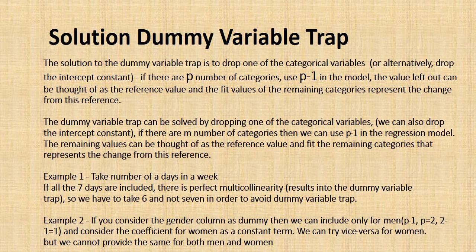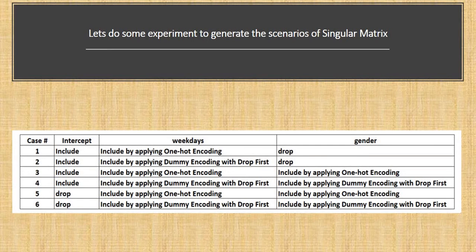Similarly, if you consider the gender column as a dummy, then p minus 1, like 2 minus 1, which equals 1. So we'll consider one column only. And in the case of days of the week, we'll consider 6 columns, 7 minus 1.